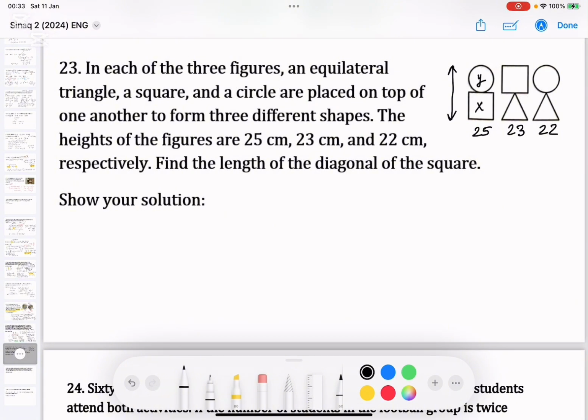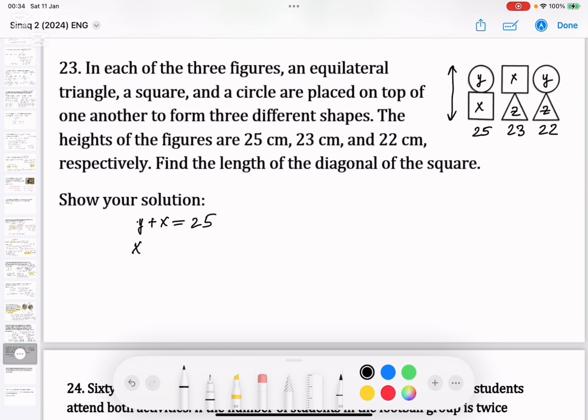Then the height of this triangle is z. And again, since we have the same square, the height of it would still be x. Again, yet another triangle, so it's going to be z, and the diameter, let's say y. Given this information, we have y plus x is equal to 25.